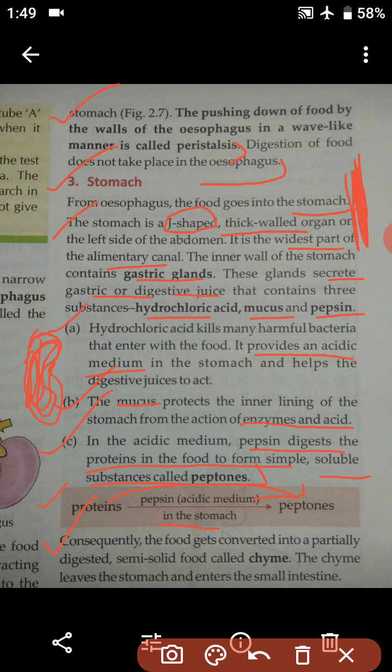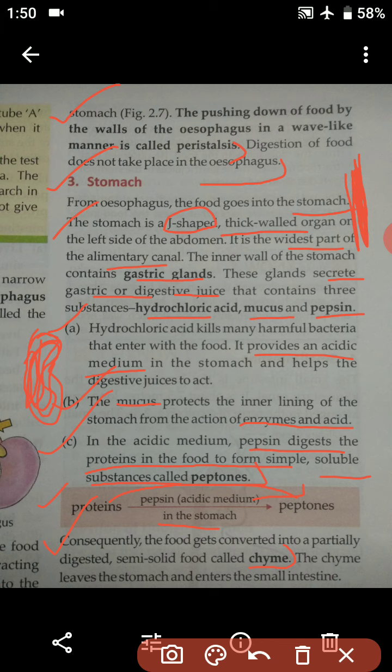So after all this, what happens? The food will be converted partially, that means not completely but partially. It will be converted into a partially digested semi-solid, that means semi-solid, not fully solid. And that partially digested and semi-solid food will be called chyme. Students, here in the stomach, the partially digested semi-solid food is called chyme.